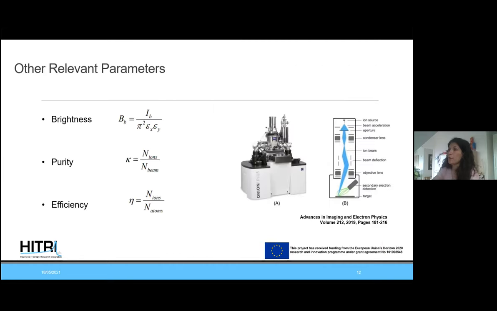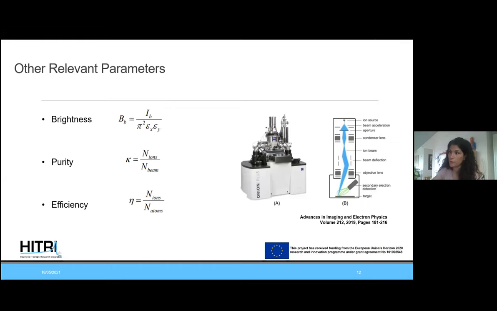And the other relevant parameter: well, the brightness, for some applications the emittance is translated into brightness. Then the purity, because as I mentioned before, you always have a mixture of different ion species, but you might want to have just one selected one. And the more you can produce of this particular species, the more pure is your ion source.